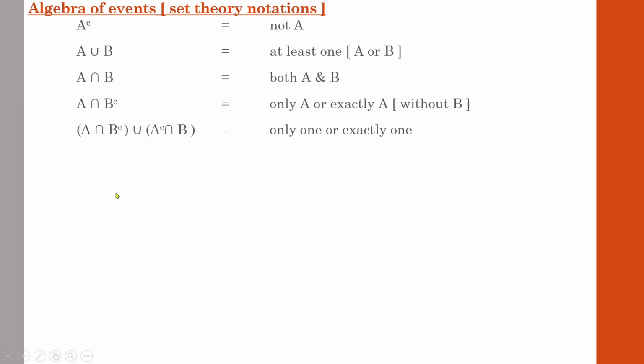This one is quite tricky. A intersection B raised to C union A complementary intersection B. Just understand the concept: whenever you come across a formation like this, it means only one, or exactly one, will happen. That is the concept. Either A or B, whatever may be the subject under study.